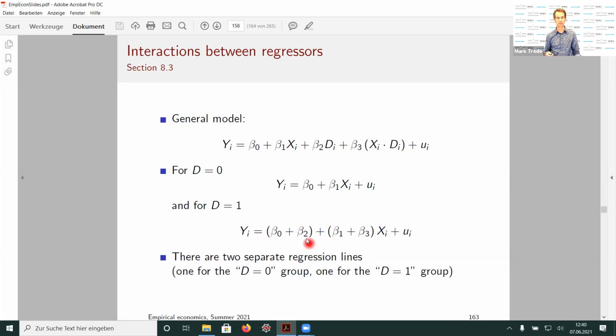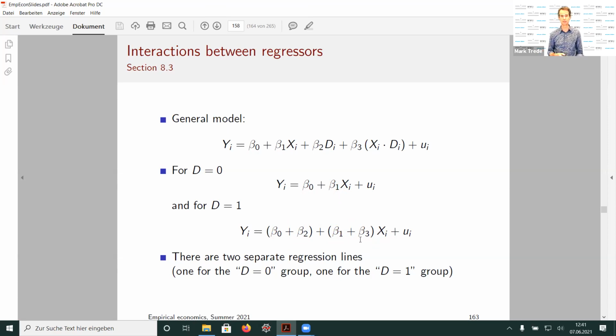We have an intercept, which is not beta naught now, but beta naught plus beta 2. And we have a slope coefficient, which is not beta 1, but beta 1 plus beta 3. Okay. So in the group where the dummy variable is 0, the intercept is beta naught, and the slope is beta 1. In the group where the dummy variable is 1, the intercept is the sum of beta naught and beta 2, and the slope coefficient is the sum of beta 1 and beta 3.